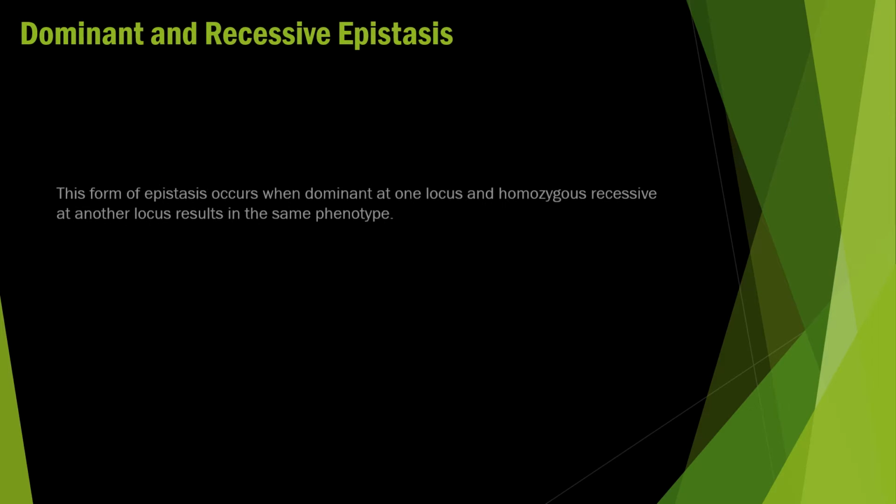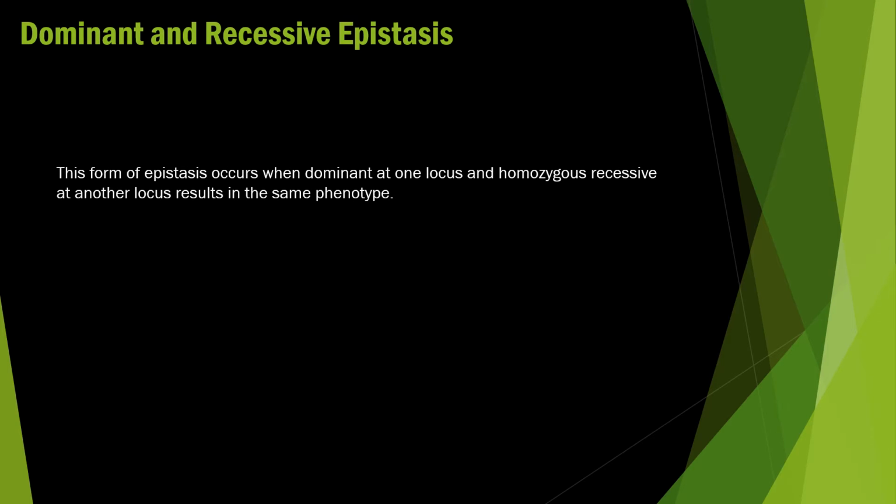Dominant and recessive epistasis is a type of epistasis that occurs when dominant at one locus and homozygous recessive at another locus result in the same phenotype. This means that any offspring with a dominant A allele will result in the same phenotype as little a, little b, and it has a 13:3 ratio.